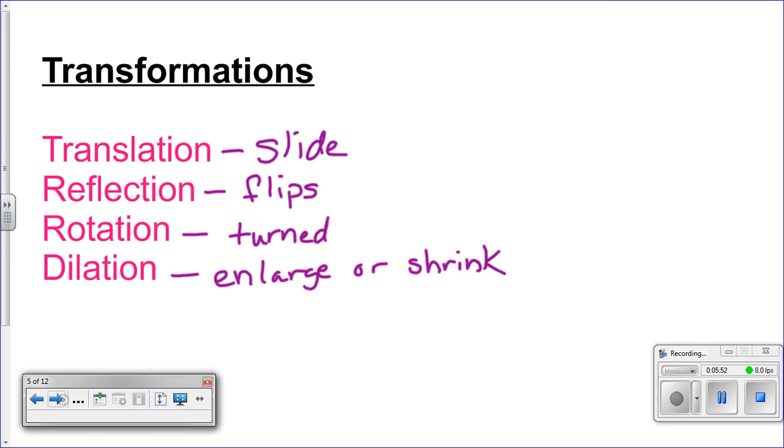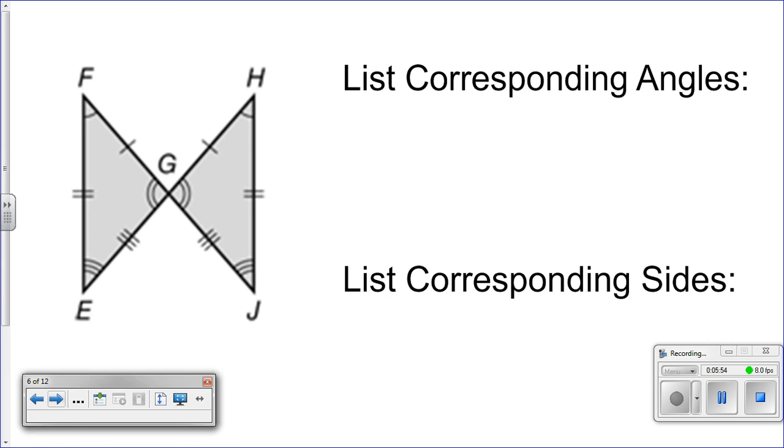Okay, so I'm just going to bring some of that back. For example, in this, we have two congruent triangles here. It actually is the result of a reflection. It looks like it's been turned.